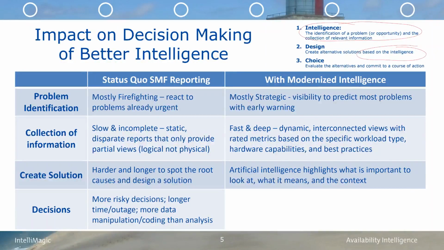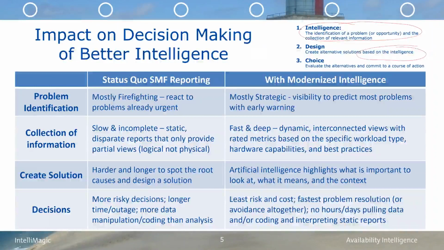So the consequence of all that is decisions that are more risky. If you're being asked to make decisions about operating the platform and dealing with issues without having a complete picture of what's going on, it's not really fair from one perspective, but it's also going to take more time and more data manipulation, and that has some consequences to the business applications that you're supporting. Whereas with a modernized approach and this built-in intelligence creation, there's less risk, faster problem solving, and you don't have to spend half the day preparing the data and generating the reports to try to figure out what's going on.